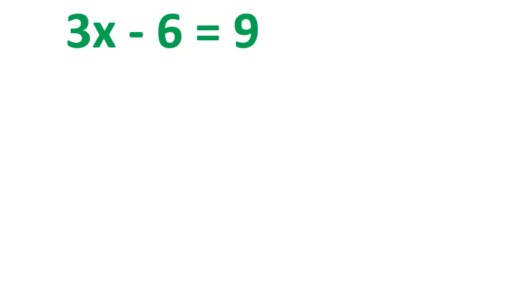Let's try another one. 3x minus 6 equals 9. So I've got to get rid of that 6 on the left side of the equation, and I've got to get rid of the 3. And again, I can do anything to the left side of the equation that I want, as long as I do that also to the right side of the equation. So let's get rid of the 6 first. If I add 6 to the left, that negative 6 is going to become a 0, and as long as I add it to the right, then it's fine that I added it to the left.